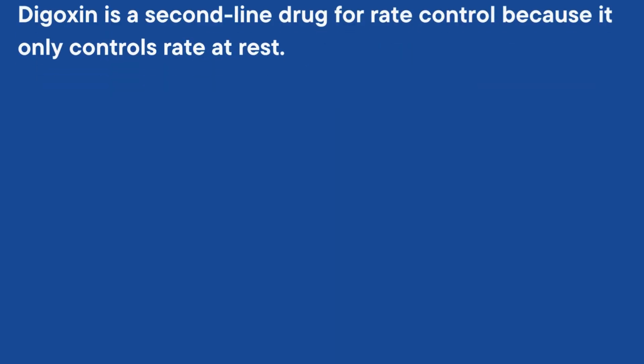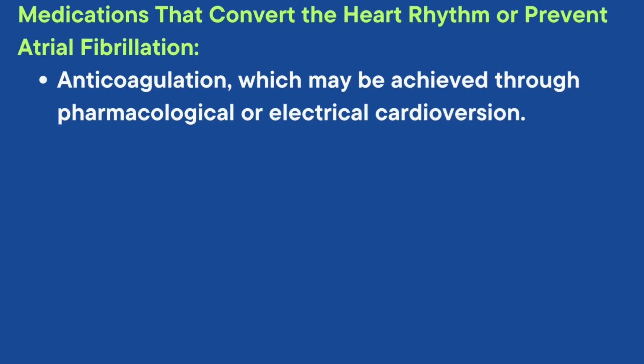If the atrial fibrillation is of recent onset, the cardiologist may choose to revert the rhythm to a sinus rhythm. Digoxin is a second-line drug for rate control because it only controls rate at rest. Medications that convert the heart rhythm or prevent atrial fibrillation: for patients with atrial fibrillation lasting 48 hours or longer, anticoagulation is recommended prior to attempts to restore sinus rhythm, which may be achieved through pharmacological or electrical cardioversion.